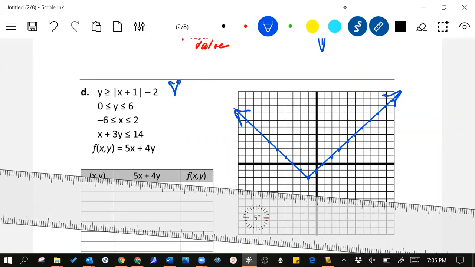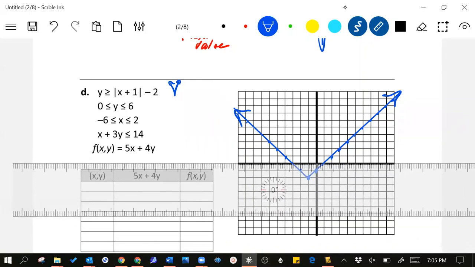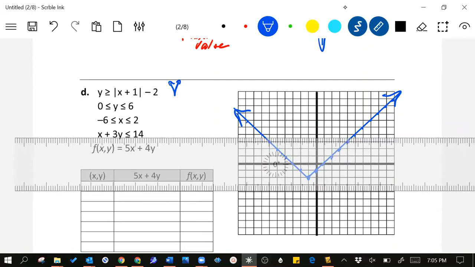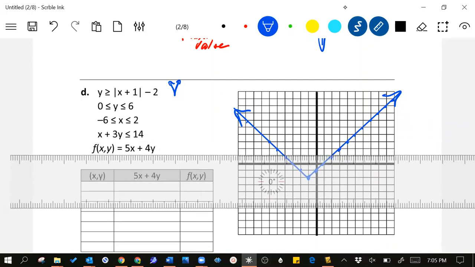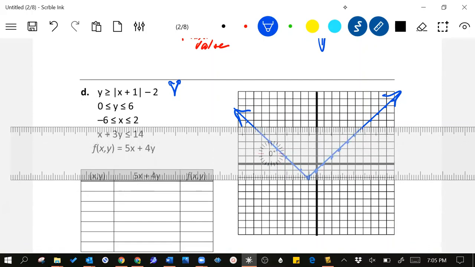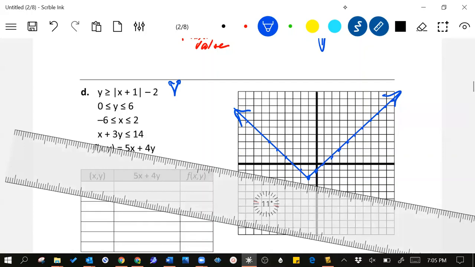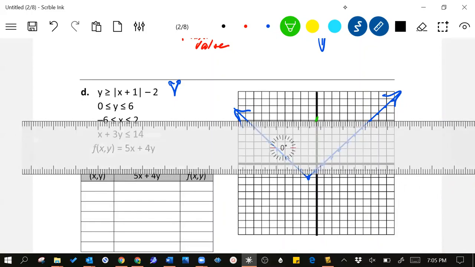Now, y is between 0 and 6. So we'll focus on the y is less than the 6. All right, 1, 2, 3, 4, 5, and 6. 1, 2, 3, 4, 5, and 6. Hard to number these. Okay, but this one's going to be in green. 1, 2, 3, 4, 5, 6. That's where I need to be.